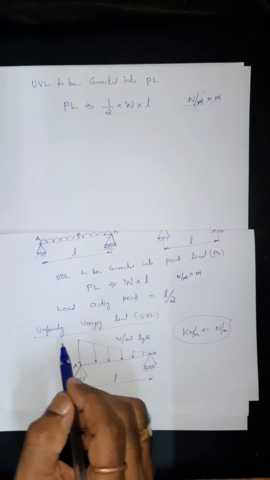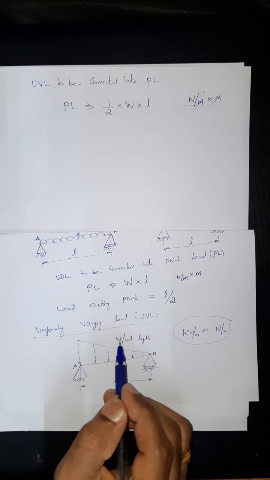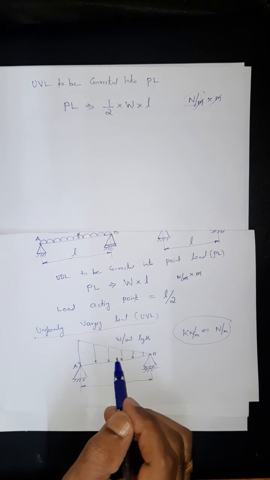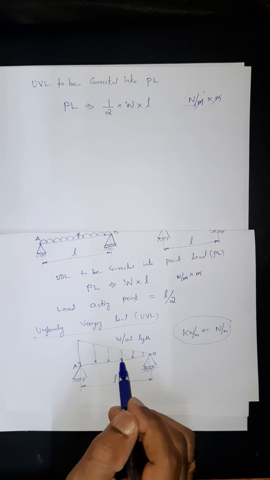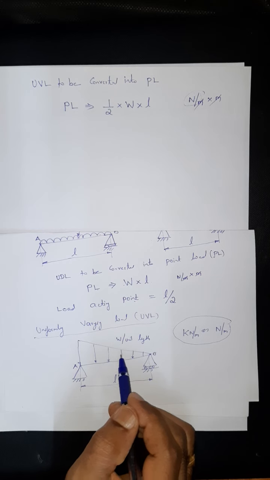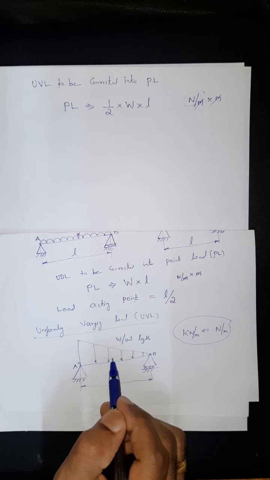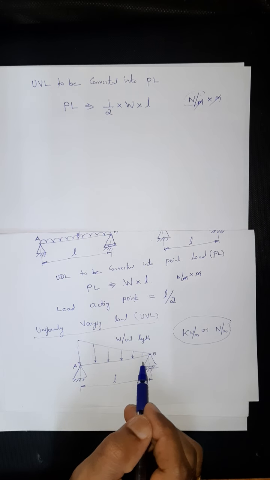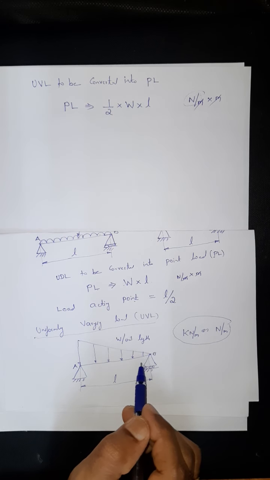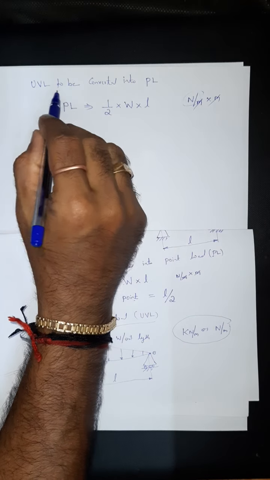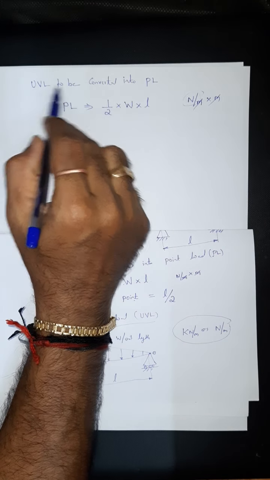So, the definition of uniformly varying load is when the intensity of the load is varying linearly over a considerable length, then it is known as uniformly varying load. So, let me just repeat, when the intensity of the load is varying linearly over a considerable length, it is known as uniformly varying load, fine.